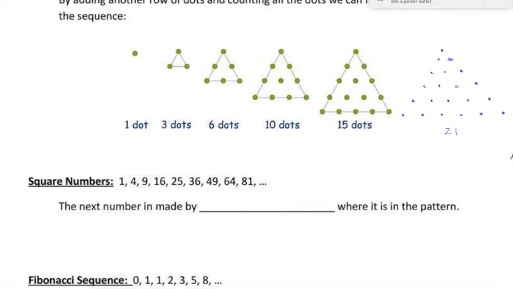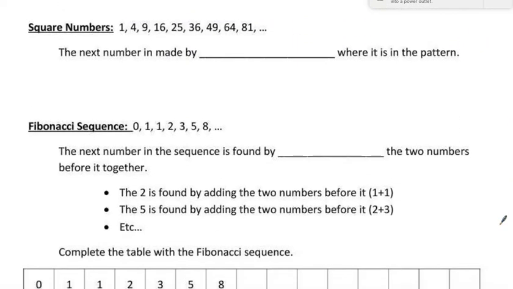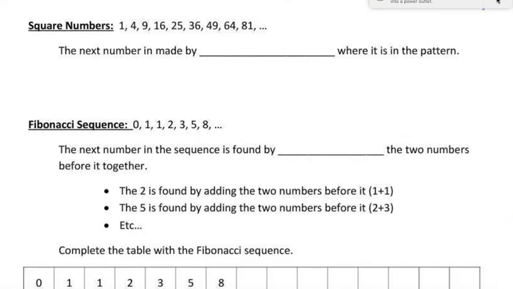The next special sequence we're going to talk about is square numbers, and we know what square numbers are. They are those perfect squares. So 1 to the second power would be 1, 2 to the second power would be 4, 3 to the second power is 9, and you can follow that diagonal on your multiplication chart.